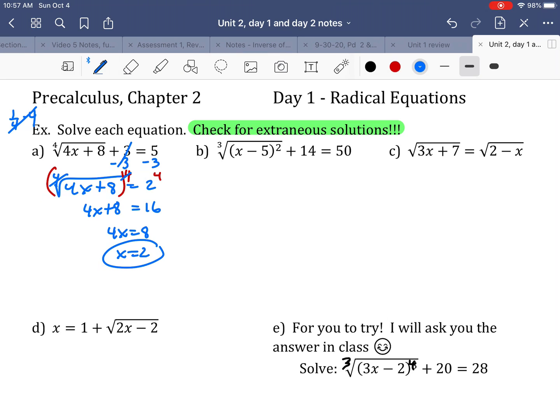Let's see. For letter B, I'm going to clean this up, take away 14. 14, sorry. Oh no, I just messed up everything.